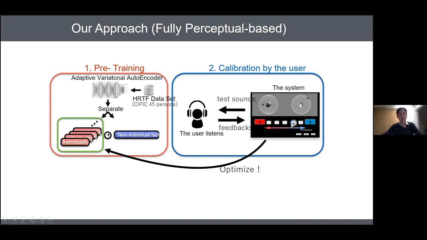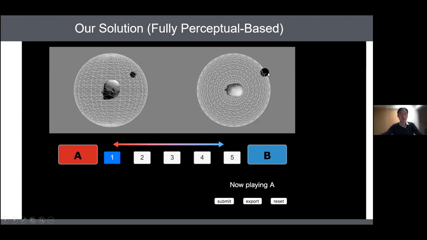This is the interface for user feedback. The system produces sound from a direction, like left, and this indicates the 3D position from which the sound is produced. If the user thinks the sound is coming from this direction, they say good or not. In this case, we show two possibilities, A and B, and ask the user which is better, like comparison feedback.